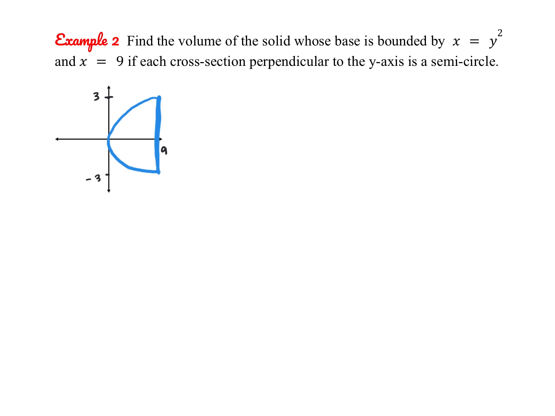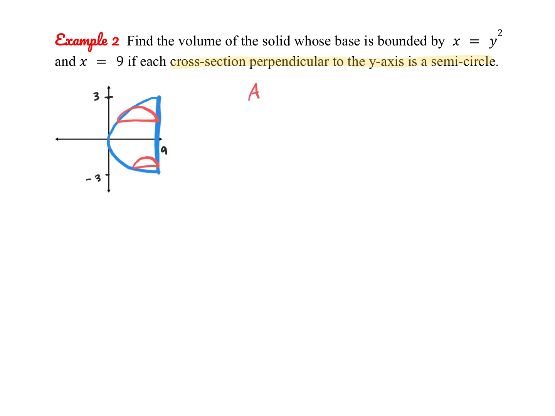Okay, so this is the base of our solid, and it says that each cross-section perpendicular to the y-axis is a semicircle. This time it's perpendicular to our y-axis, so it's going to be horizontal, and it's going to look something like this. No matter where you draw it, your cross-section is going to be a semicircle. The distance from here to here is the diameter of our semicircle. So we need to find a way to describe the area of this semicircle.